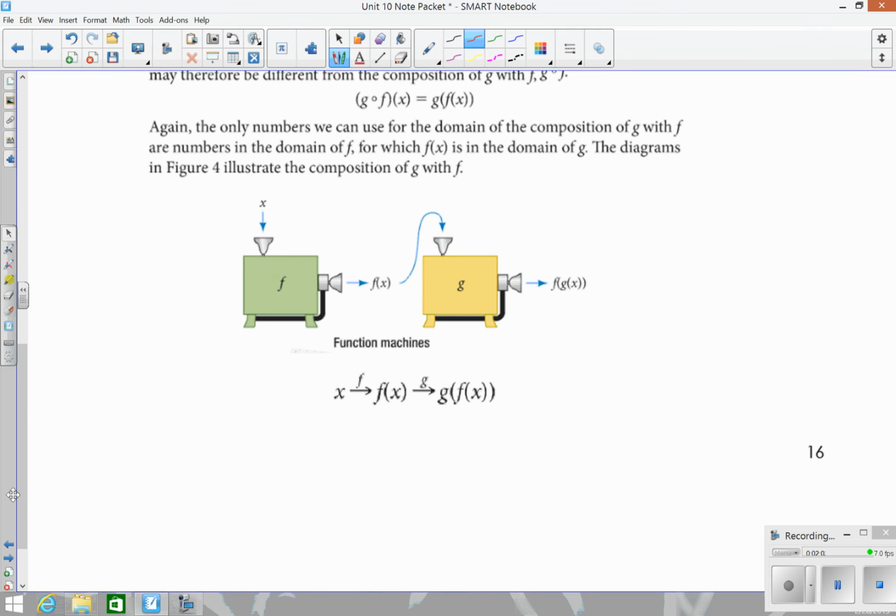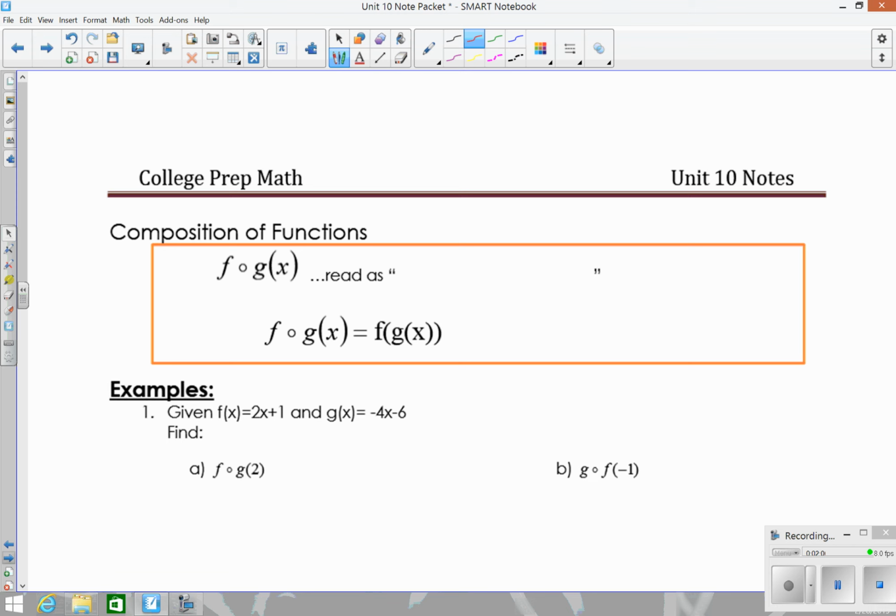So let's go ahead and look at some examples. First thing, again, this notation, you would read it as f of g of x. So this open circle means composition, and it's similar to saying a set of parentheses. So you can rewrite it as f of g of x. So x is the original input, goes into g, whatever you get out goes into f. So you're inputting g of x into this function f.